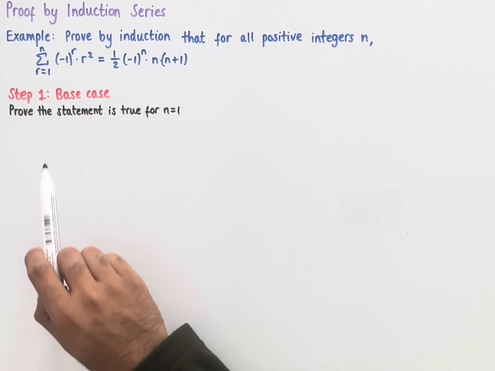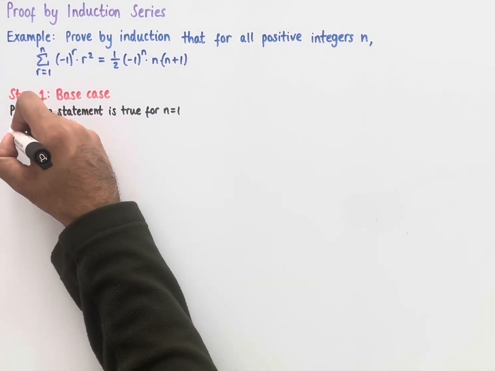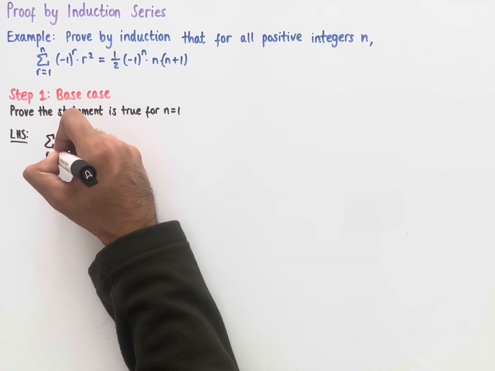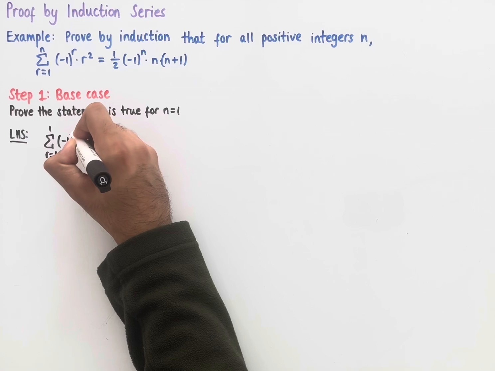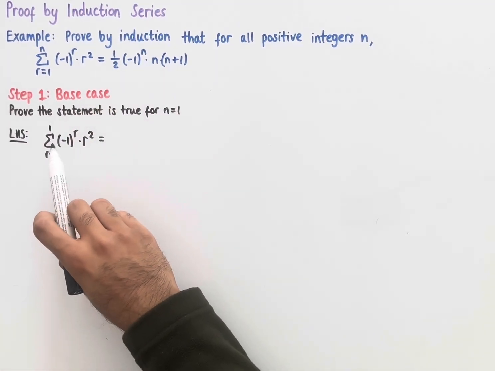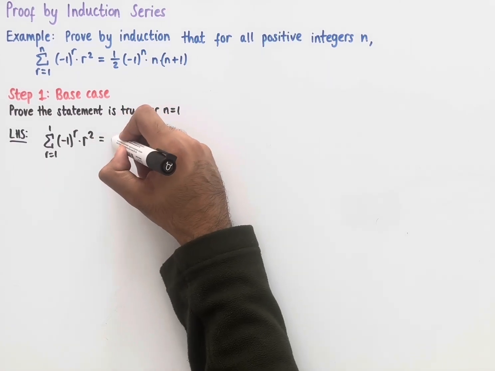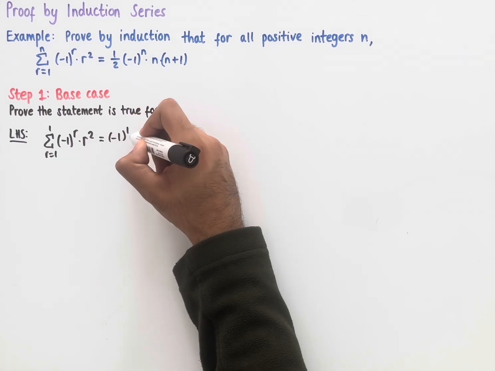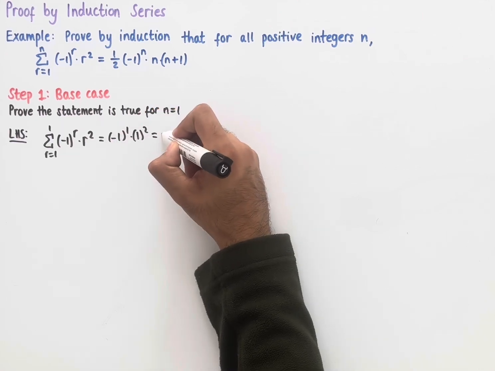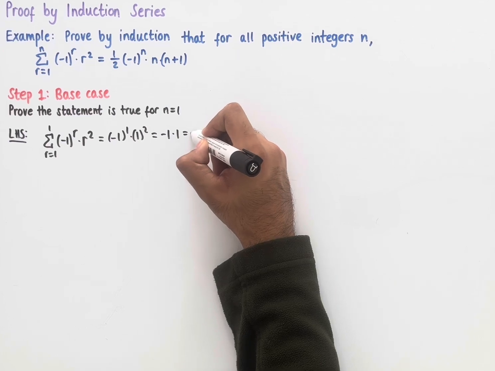So step 1 is the base case, which is to prove the statement is true for n equals 1. Starting off with the left hand side and substituting n equals 1 in, we have the sum from r equals 1 to 1 of (-1)^r times r squared. Now this is effectively just the first term when we substitute r equals 1 into this expression. So if we do that, we end up with (-1)^1 times 1 squared. Working this out, (-1)^1 is minus 1, 1 squared is equal to 1, and minus 1 times 1 is equal to minus 1.